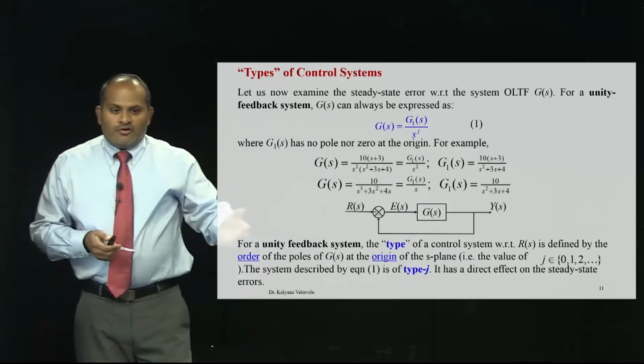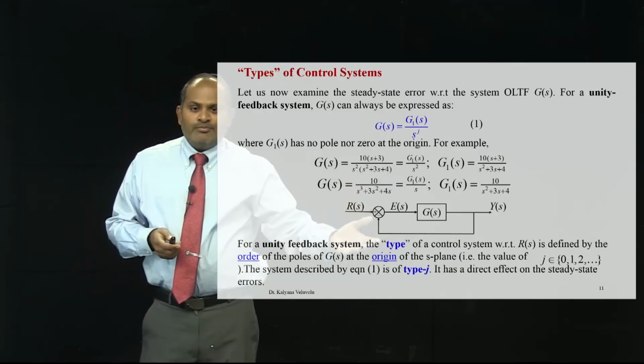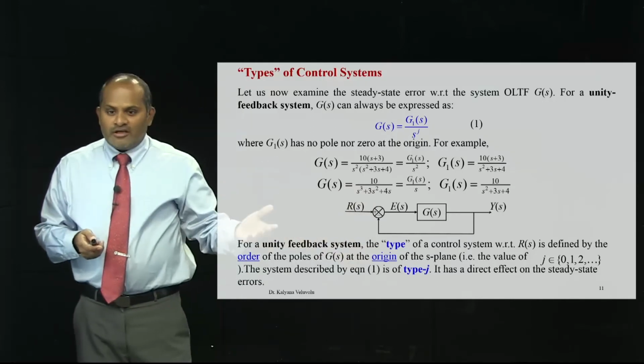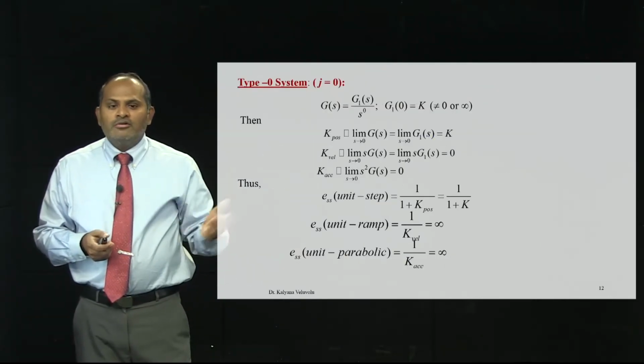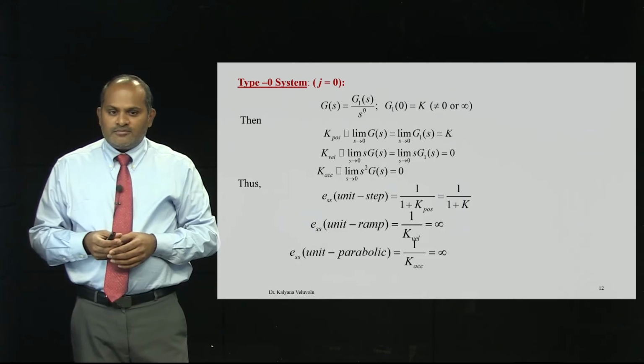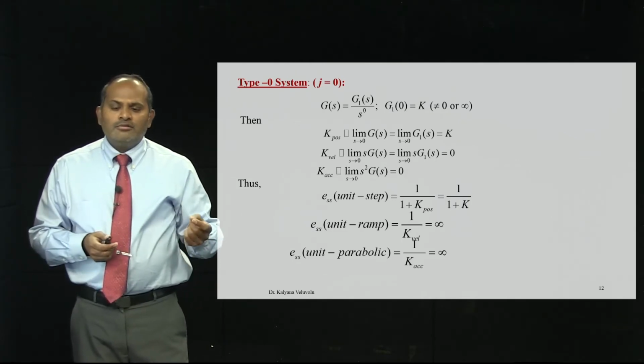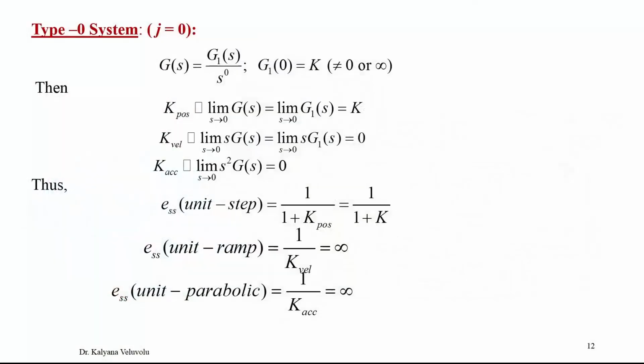The number of poles at the origin will tell us what is the type of the system. So, based on the type of the system, we have different error constants. So, we are going to redo for every type of the system. We are going to analyze for type 0, type 1 and type 2 systems. So, look at the type 0 system. Type 0 system does not have any pole at the origin.